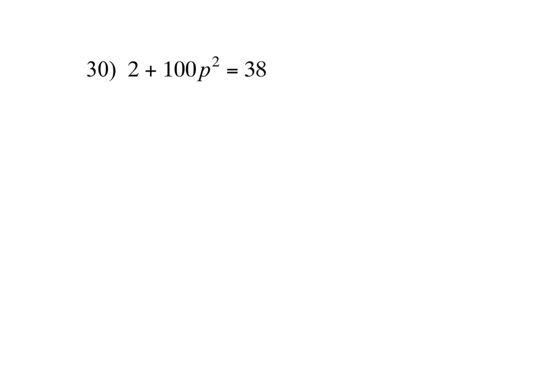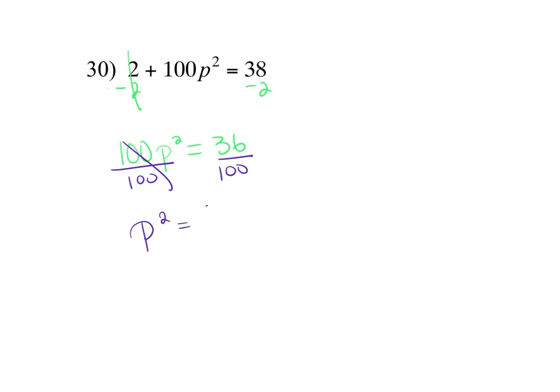All right, so we're going to do the same thing with this one. We're going to subtract our 2. We have 100p squared equals 36. Divide both sides by 100. Now, normally I would tell you to reduce. However, I'm about to take the square root. What do you know about 36 and 100? They both have perfect roots. So if I didn't have perfect roots, I would reduce my fraction, right? I know I'm about to have a perfect root, so I can actually reduce it at the end and it'll be smaller numbers. So you can go ahead and take your square root if you want to.